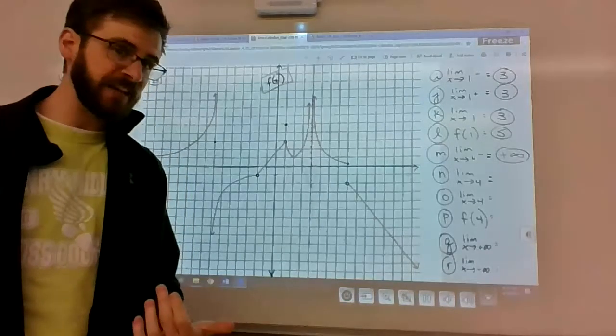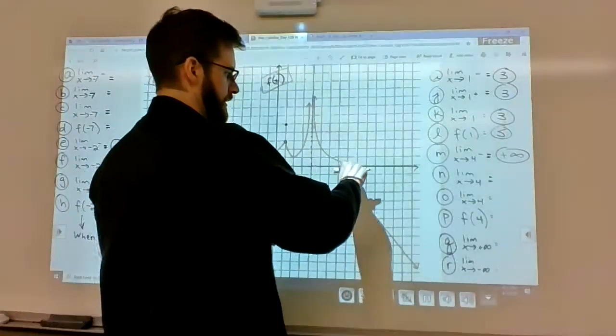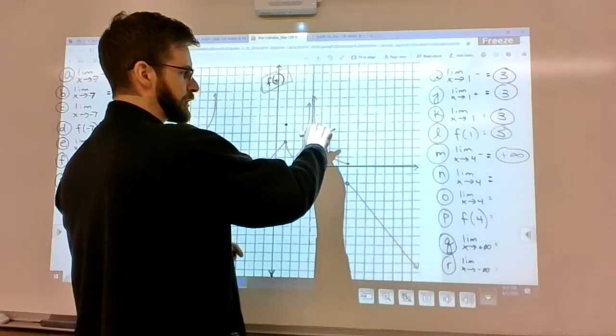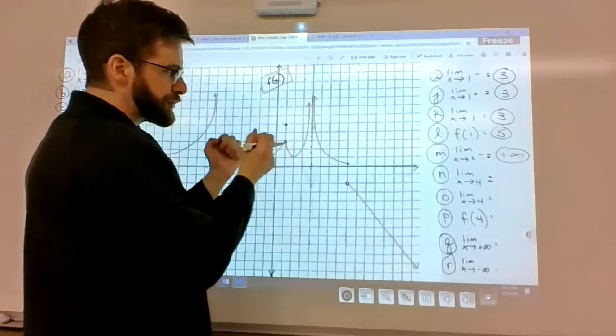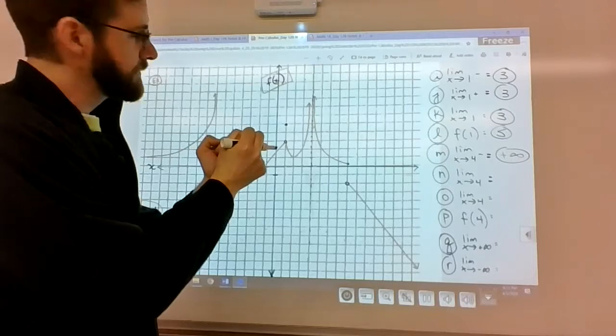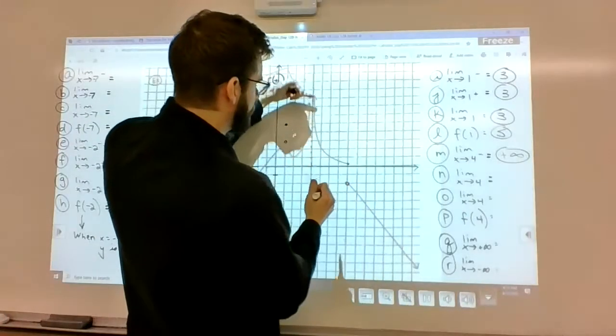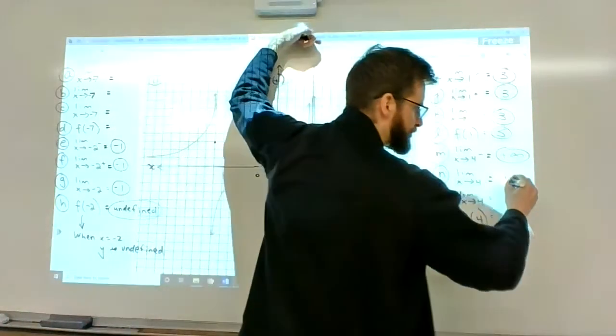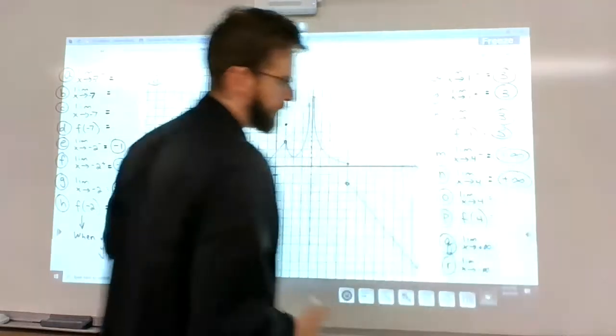From the right, the same thing's happening. You're getting closer and closer to that asymptote, and you're never going to cross it. So your value is astronomically bigger as well. So we're going to say that you're positive infinity.